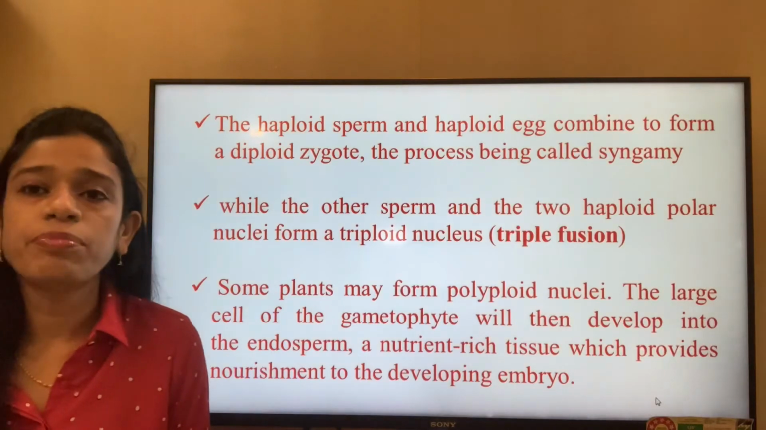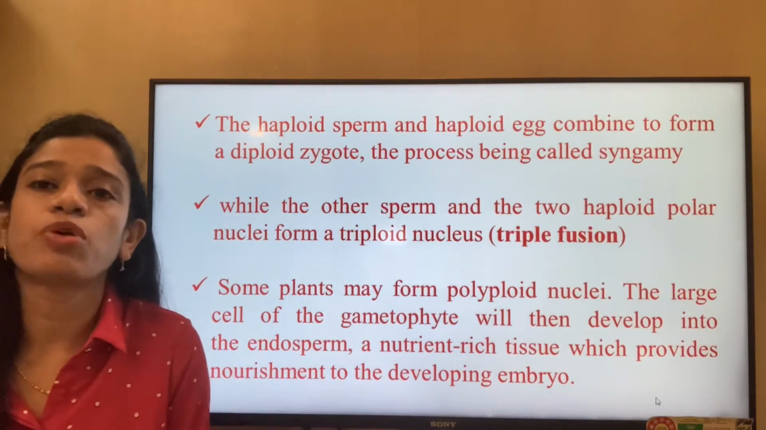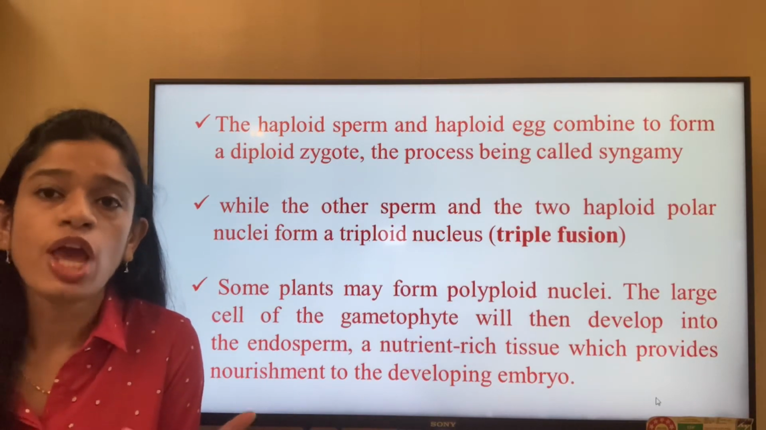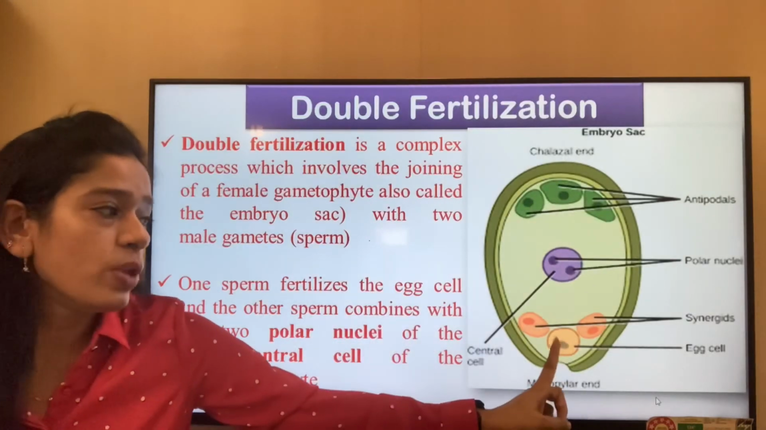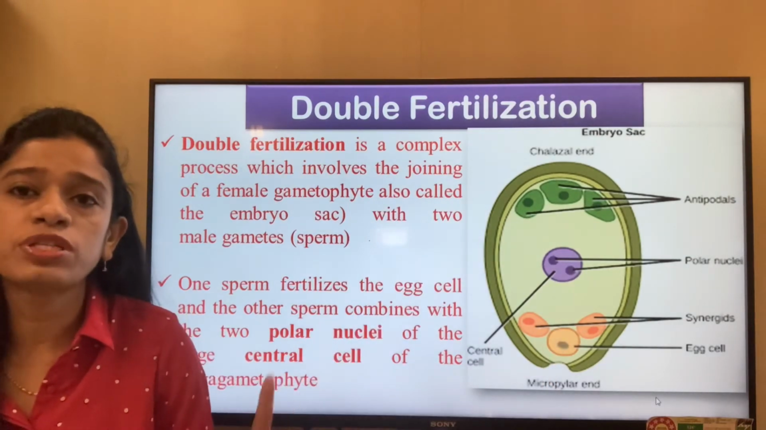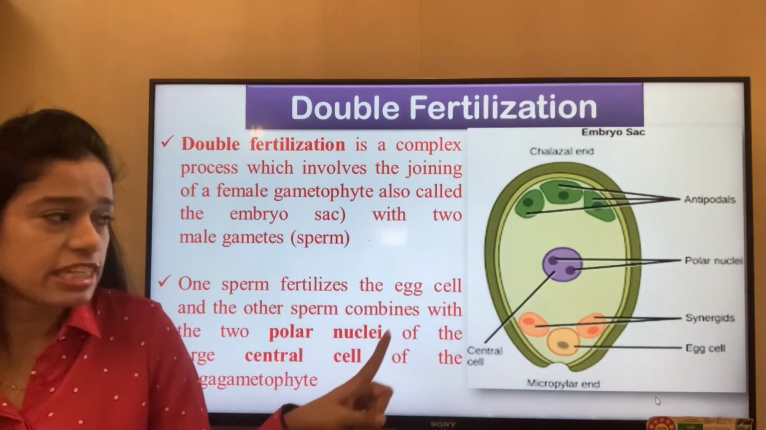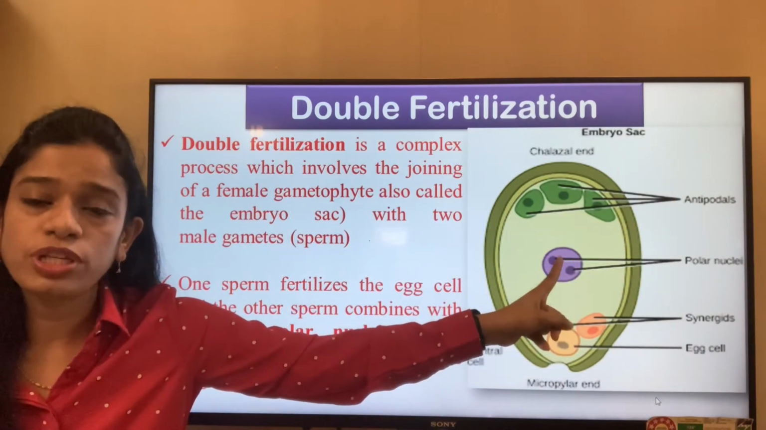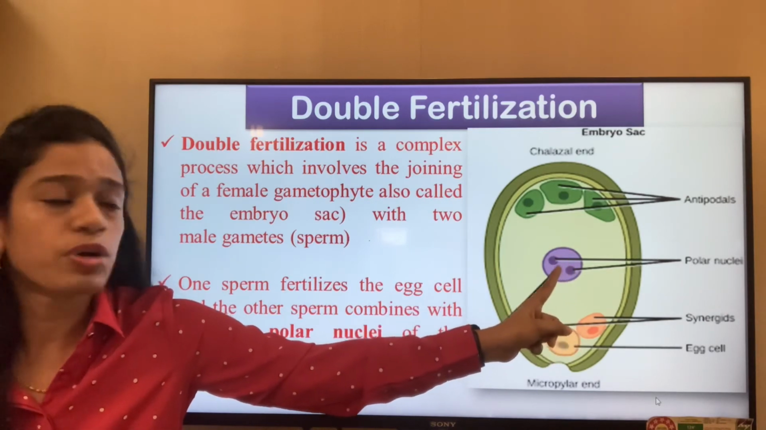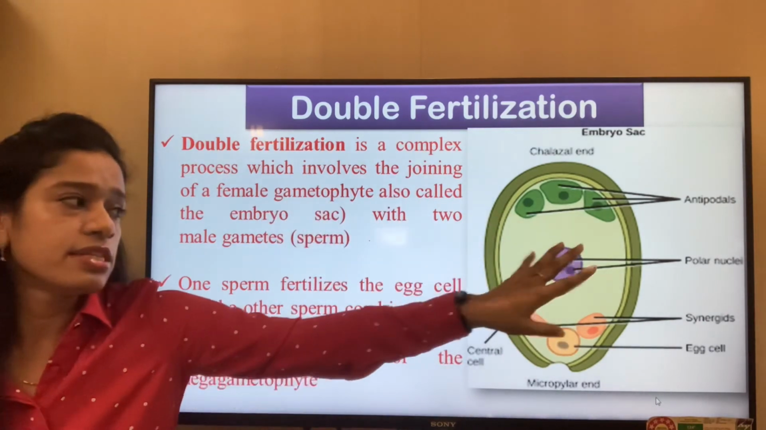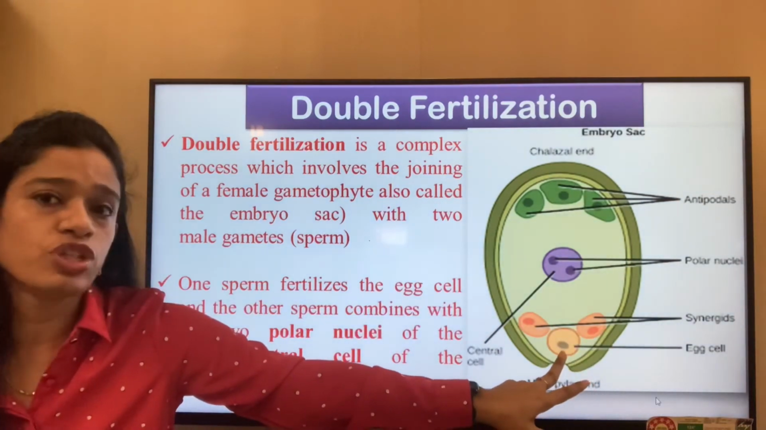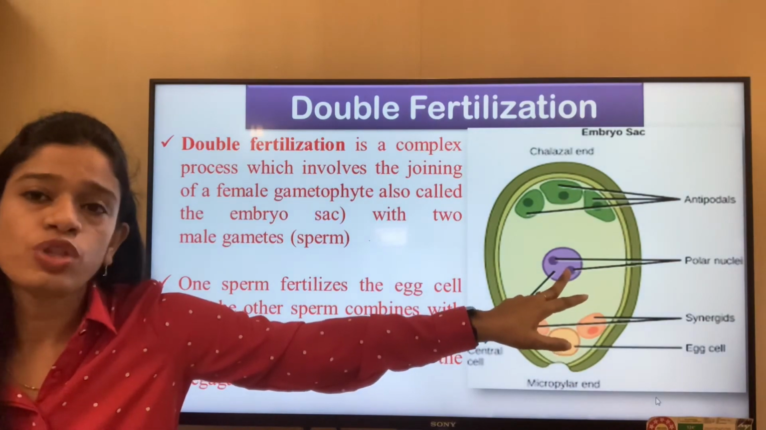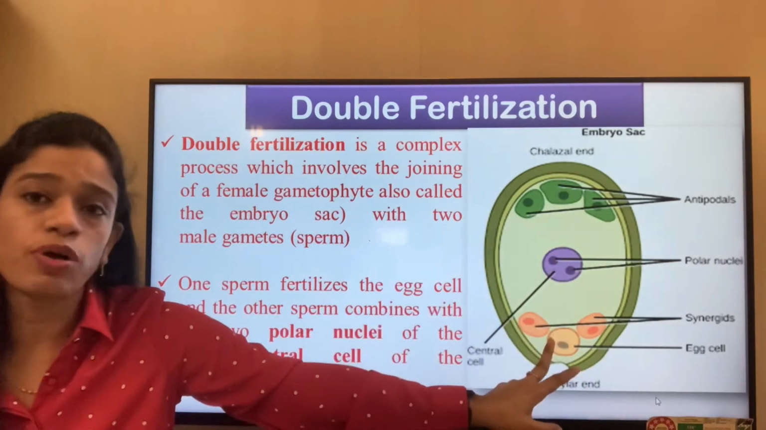So is this clear? Because two fertilizations take place, this process is called double fertilization. One fertilization takes place between the egg cell and the sperm cell of the pollen, and the other fertilization takes place between the double nucleated polar nuclei and another sperm of the pollen. This is a triple fusion. One gives rise to 2n, the diploid zygote, and the other gives rise to 3n. This forms the endosperm, and that forms the embryo.